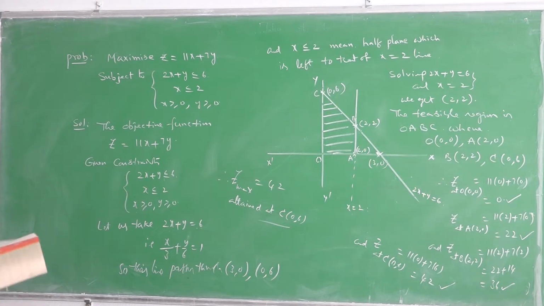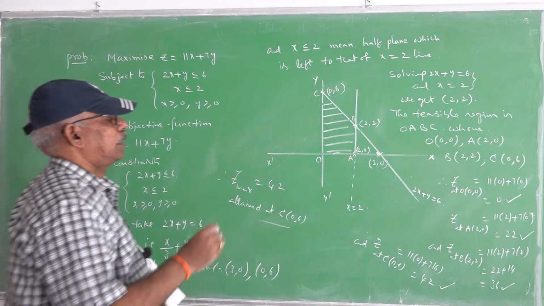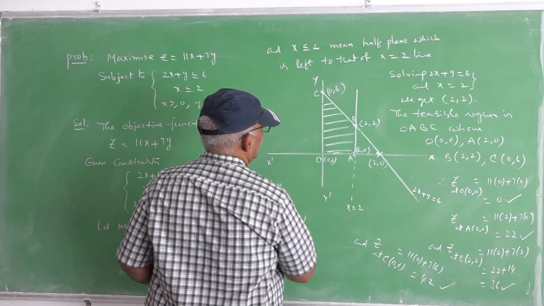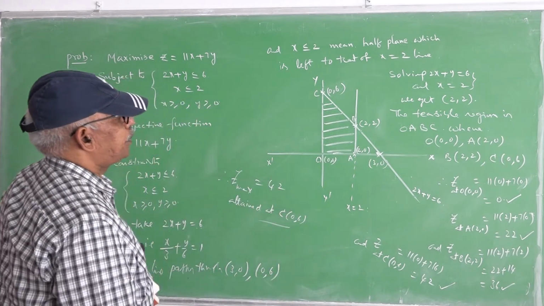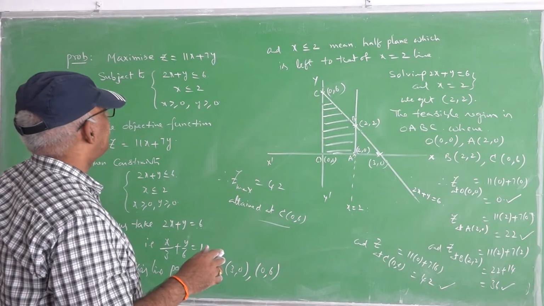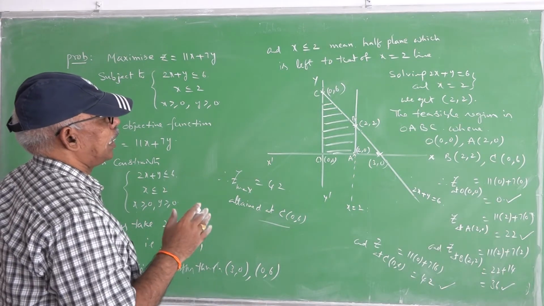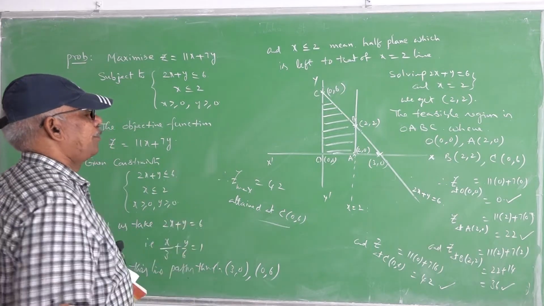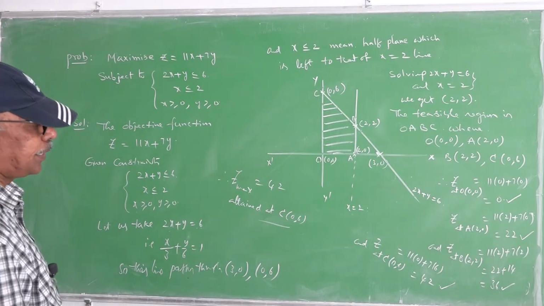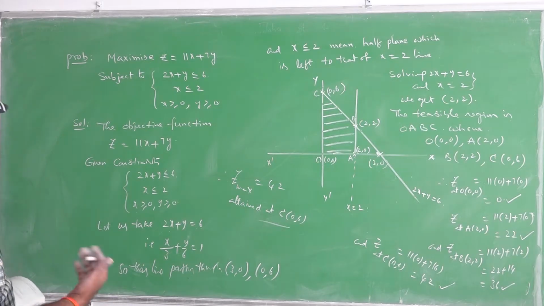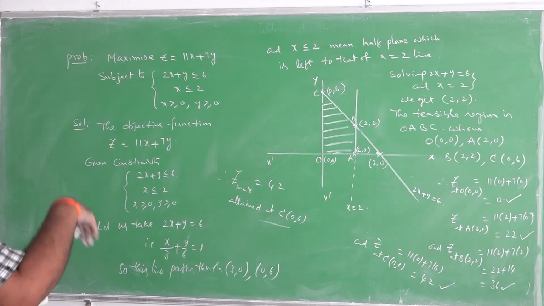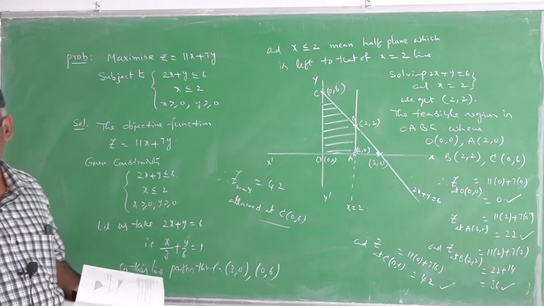Like that, you draw the feasible region graphically. Once you obtain the feasible region and it is observed that the feasible region is closed, the optimal value of the objective function is obtained at the corners of the feasible region. The optimization, either maximum or minimum, is obtained at the corners of these feasible regions. Okay.